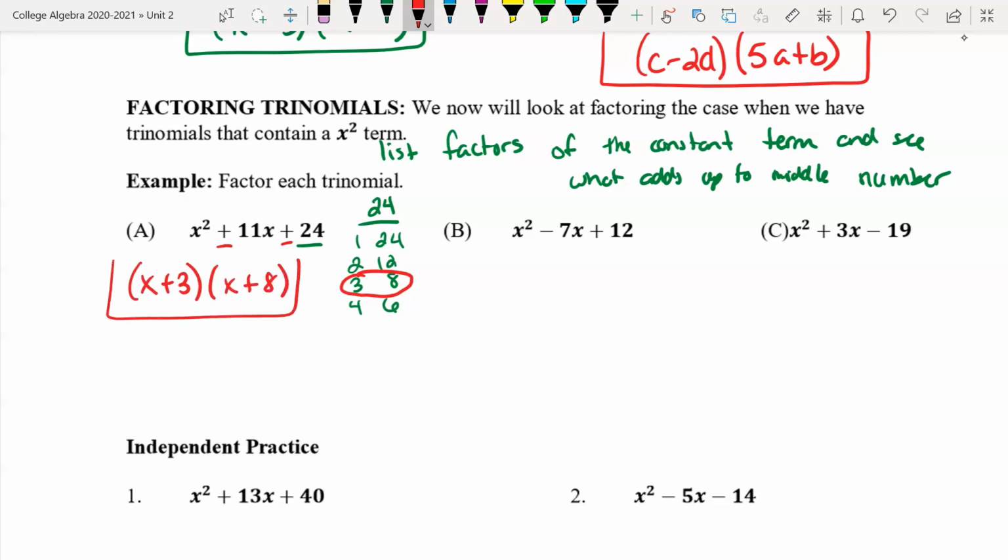And to work backwards, if you wanted to, you could FOIL to see that I should get what I started with, the x squared plus 11x plus 24. But this is what that factors into.